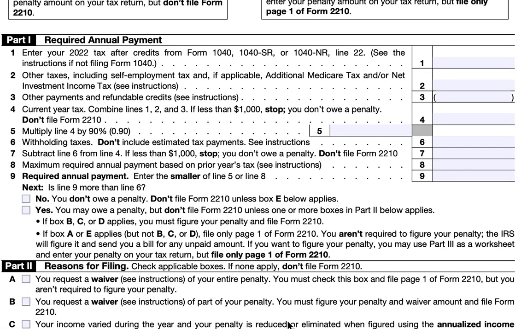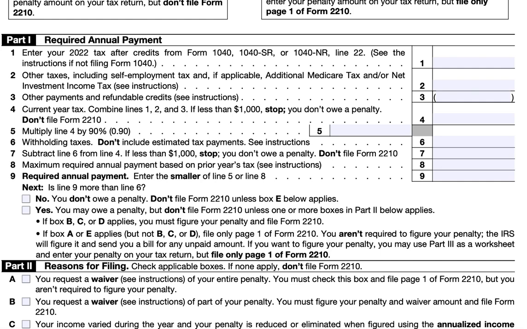So in part 1, you're going to enter your tax after credits from your Form 1040, 1040-SR, or 1040-NR. This is line 22. This is your actual tax liability.